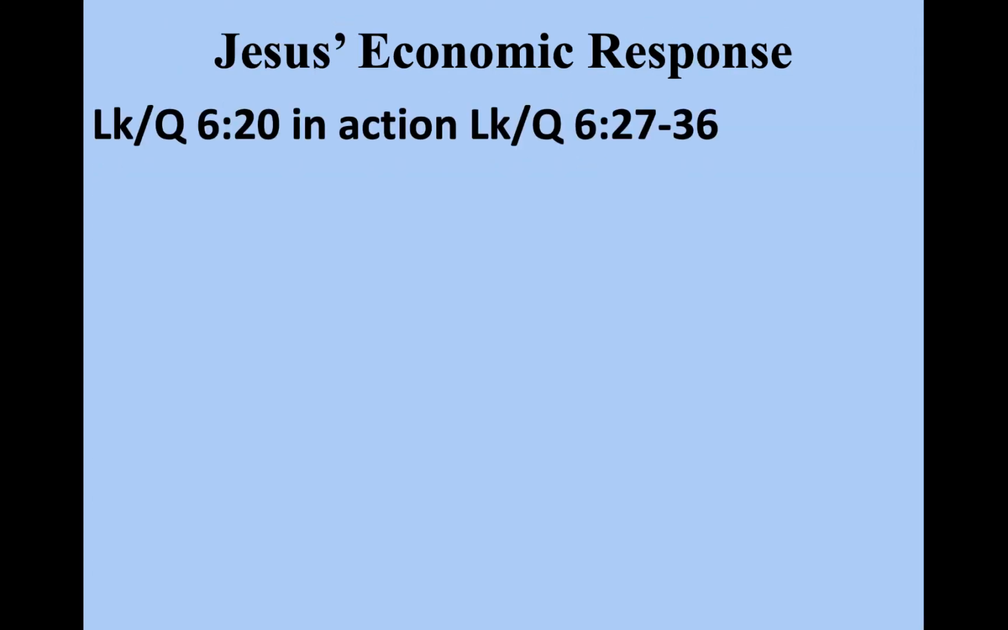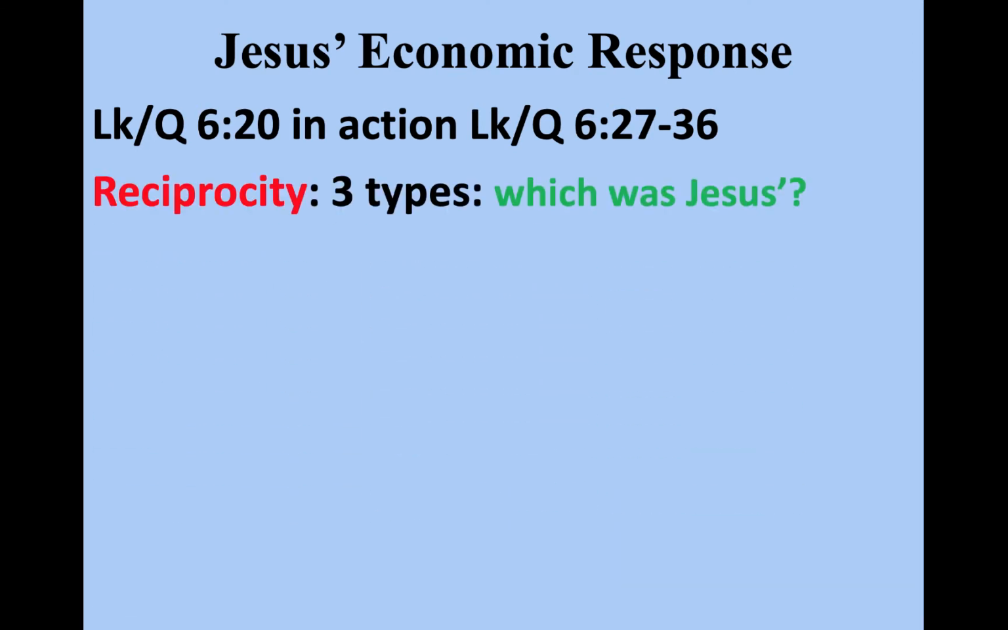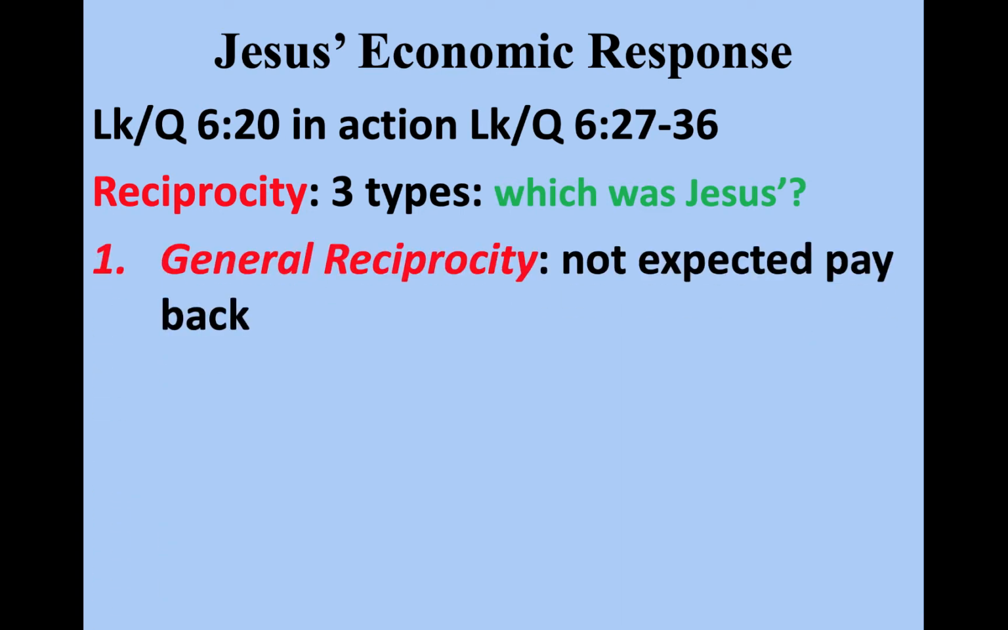What was his response? Well, we see it in Q 6:20. Recall that would be Luke 6:20. We see it in action in these texts, and I would encourage you to look at these texts. Reciprocity came in three types. See if you can determine which was Jesus's form of economic reciprocity. General reciprocity was practiced usually in the family. A son could borrow from a father, and the father does not expect the son to pay back. General reciprocity.